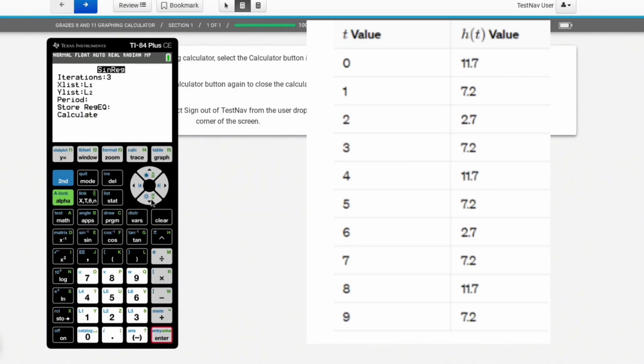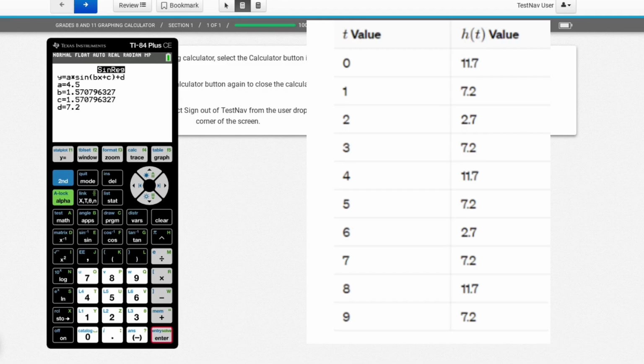All right, so let's go down to store. By the way, you never need any of this. I've never found a reason to use any of that, so I'm not going to worry about it. Go down to store reg eq so we can save this into the y equals button. Hit vars, go to y vars, hit enter, and there it is. So when we hit calculate, yeah, it'll give us something, but now we can also use this for later.